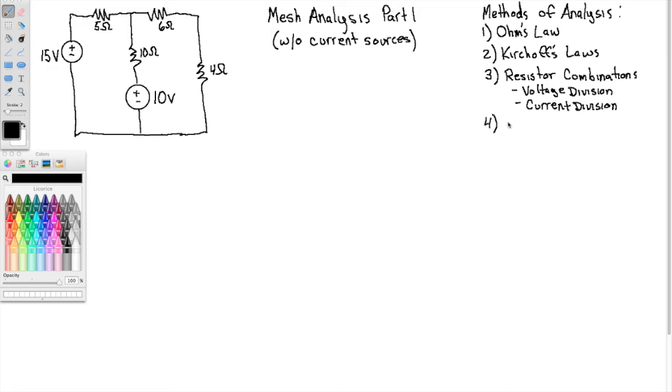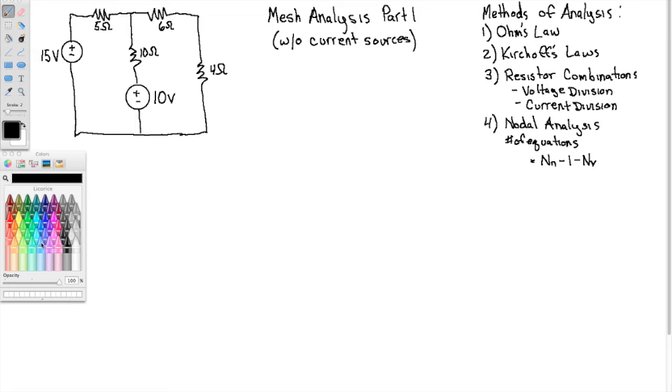And the last 2 videos we looked at nodal analysis. So nodal analysis applies to every circuit. So yes, we can use nodal analysis here, but I want to talk about a different method of analysis called mesh analysis. If you remember, nodal analysis uses a number of equations equal to the number of nodes minus 1 minus the number of voltage sources.